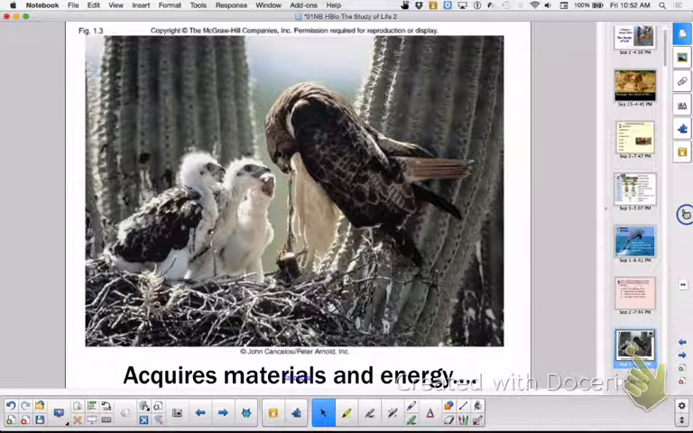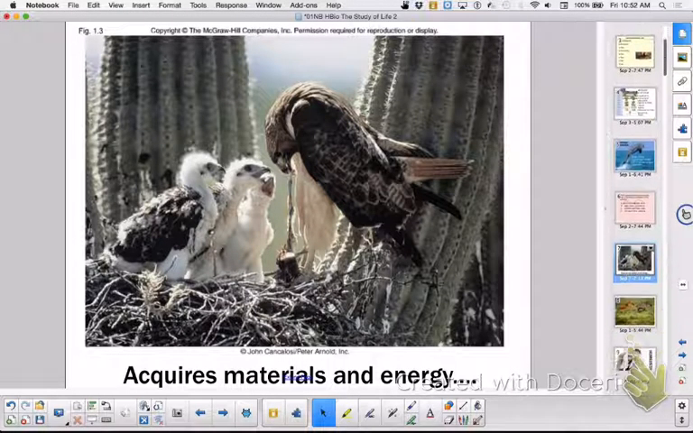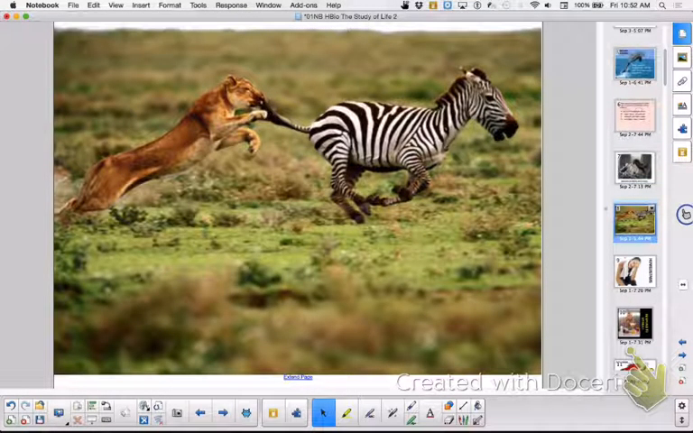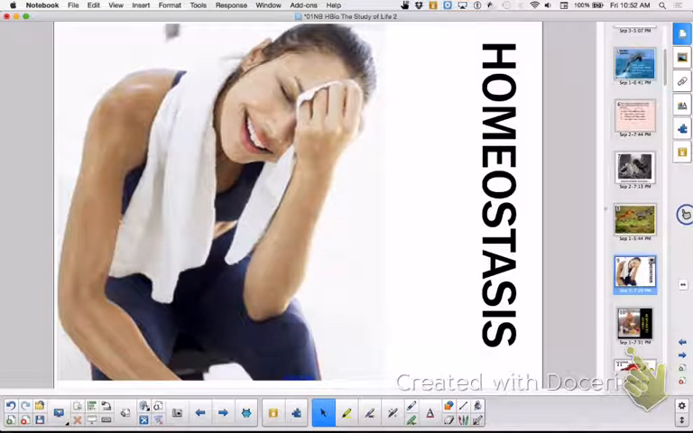Good. Okay. So acquire materials and energy. We've talked about that. And for others, it can be easier or harder to acquire those materials. Homeostasis. Could Blue please give the definition of what homeostasis is? Go ahead, Blue.